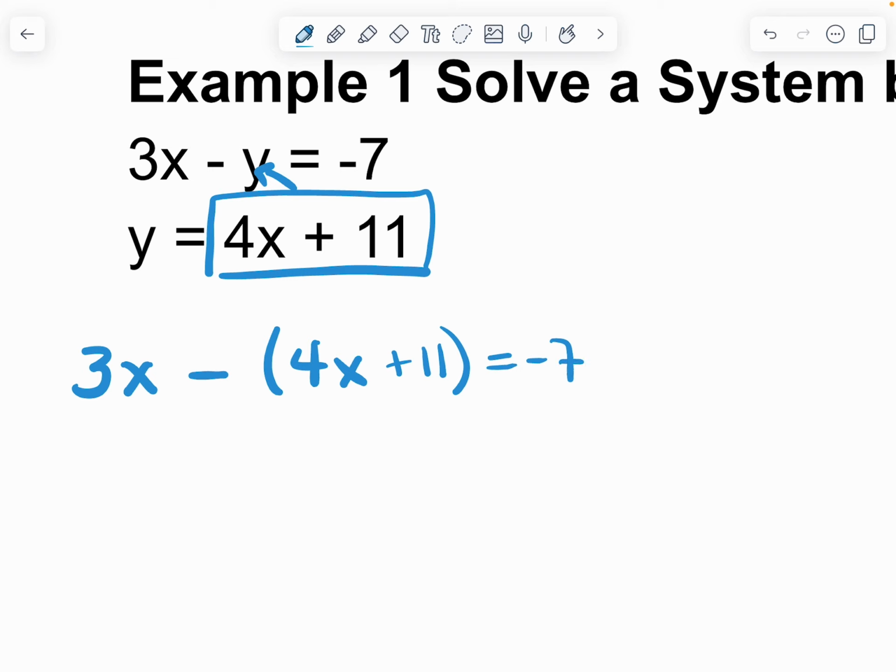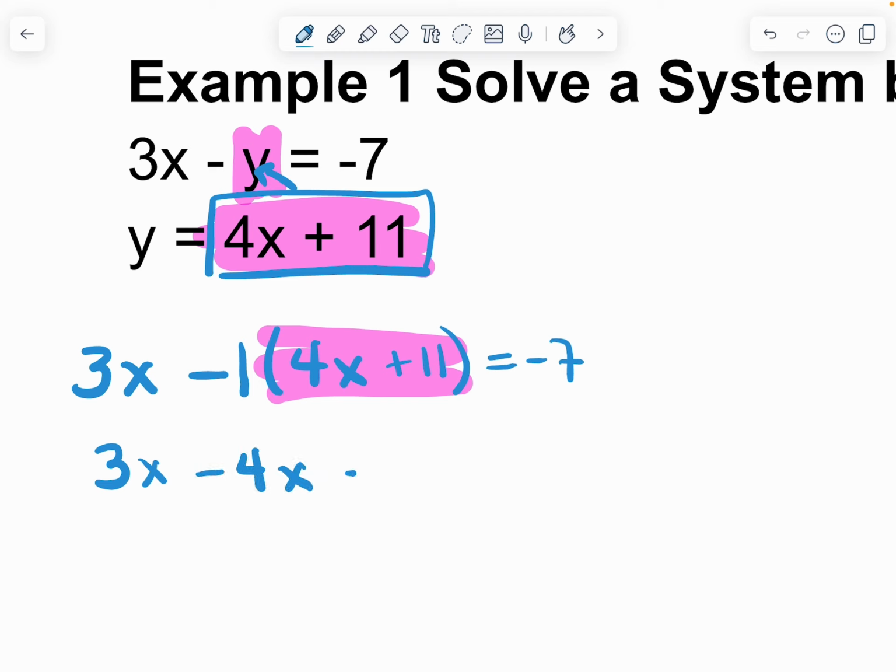All I've done is replace it. In fact, I should highlight the fact that this is the only part that I replaced. It came straight from here. I replaced the y value with what y equals. Then I multiply it through. Remember, this is like having a -1 here. So negative 4x minus 11 equals -7.